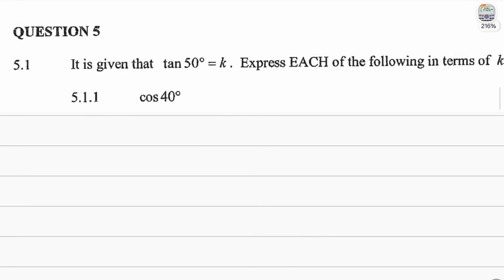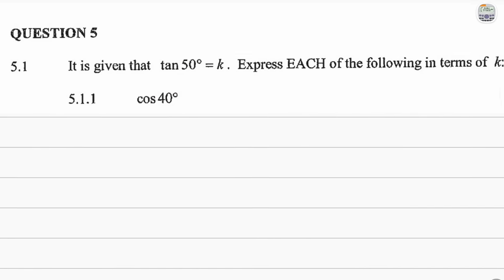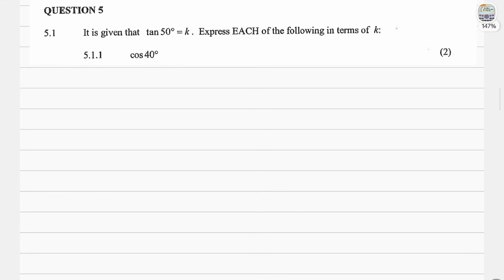Do not worry that they gave you 50 degrees here, but then they're asking you something with 40 degrees, because 50 degrees and 40 degrees, if you add them, they give you 90 degrees. So you know that these are complementary angles, meaning they are just using cofunctions. So let's go ahead and draw our diagram down first.